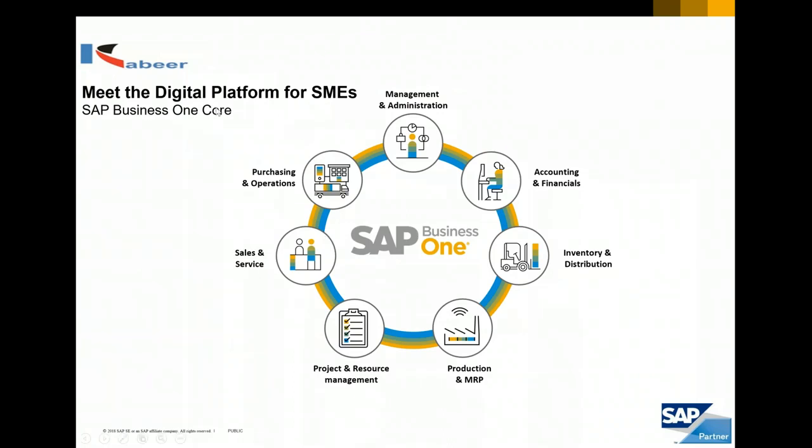In your company, digital platform, talking about IoT and everything else is important, but this is your business in which you are doing management functions: your administration functions, your purchasing, your operations, your sales, your service, your project, your resource, your production, your MRP, for inventory, for your distribution, for accounting and finance, doing all those functions. First and foremost, those functions, that is step number one.